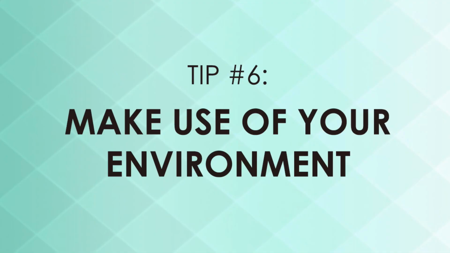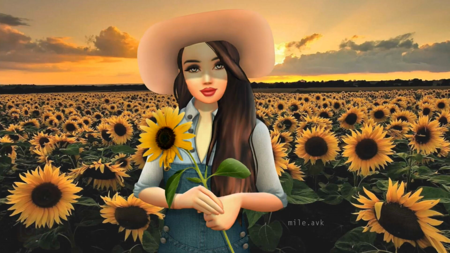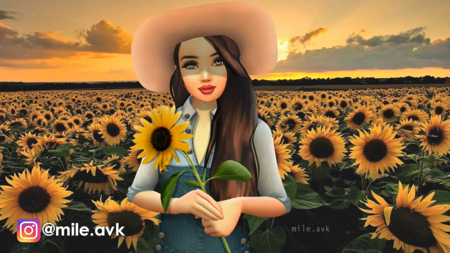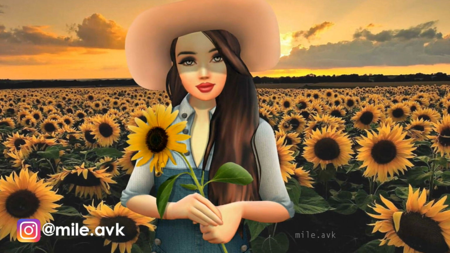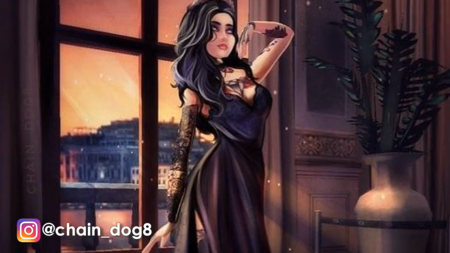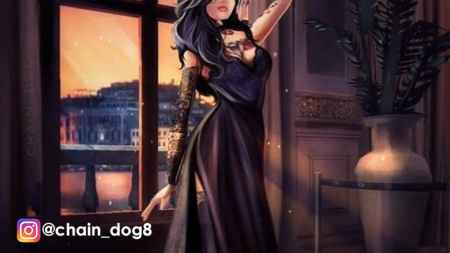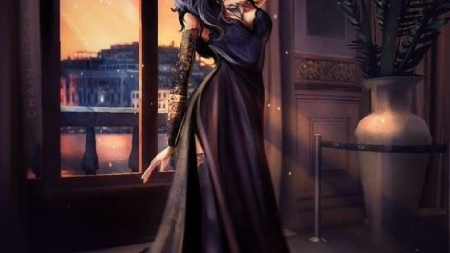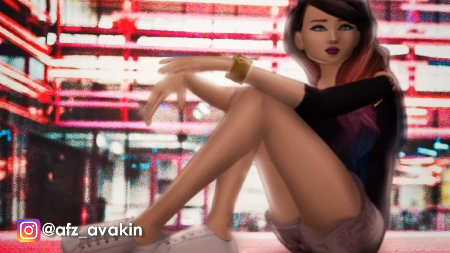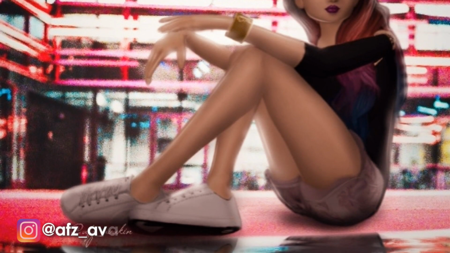Number 6. Make use of your background and environment. The components in your background can be useful in creating stylish edits, but never forget my tip on proportions. Add shadows to your background if it's scenic, and make sure you can identify where the light source is. Don't be afraid to play around with what is made available.